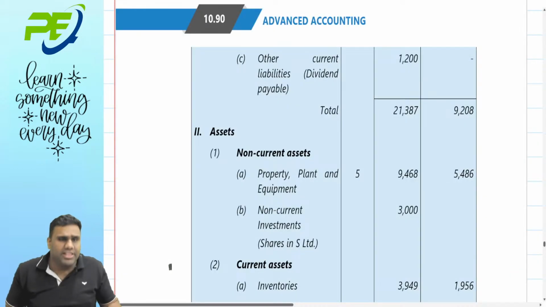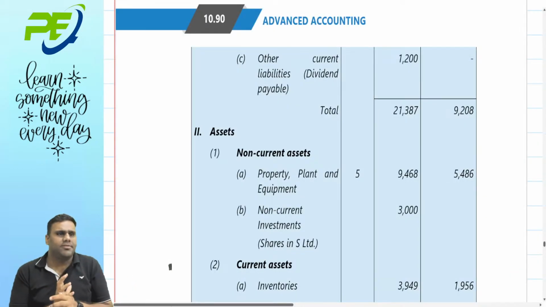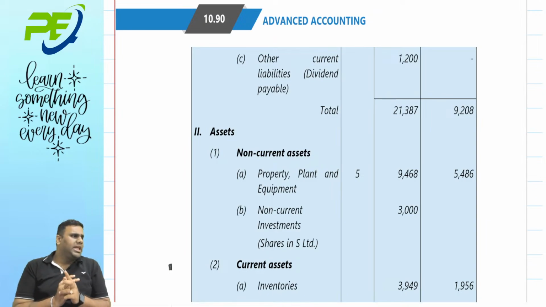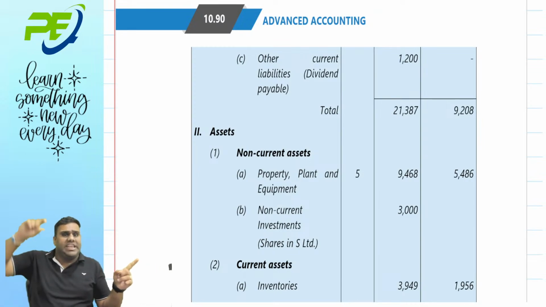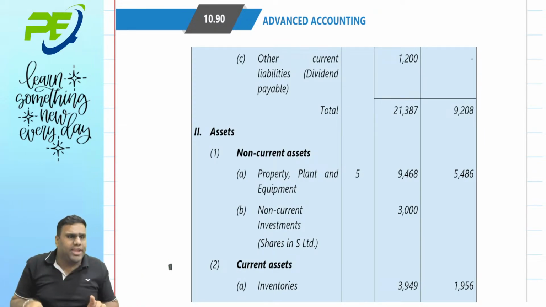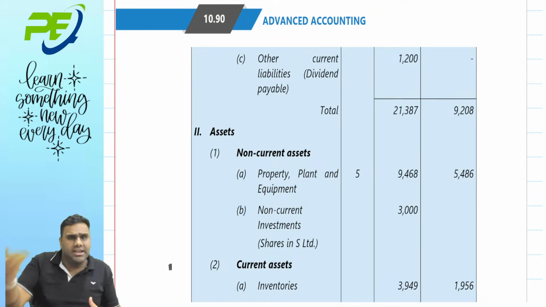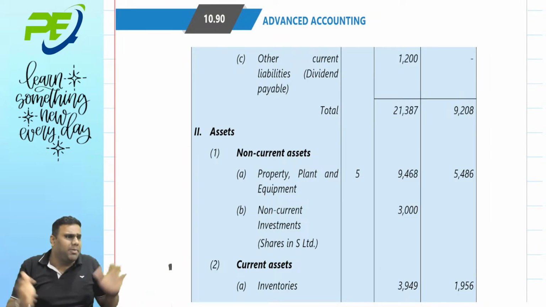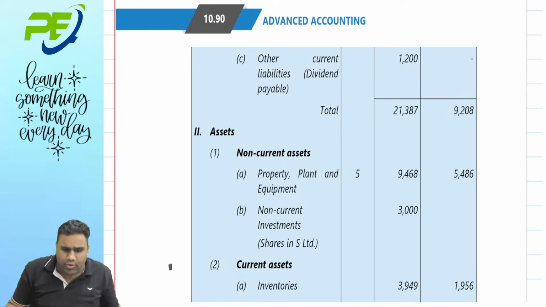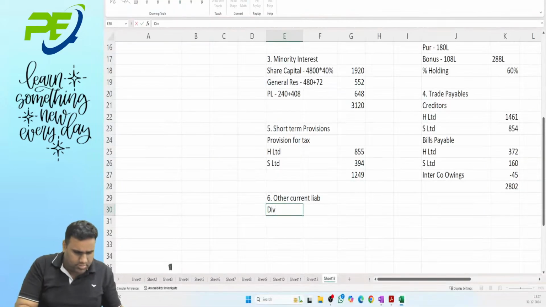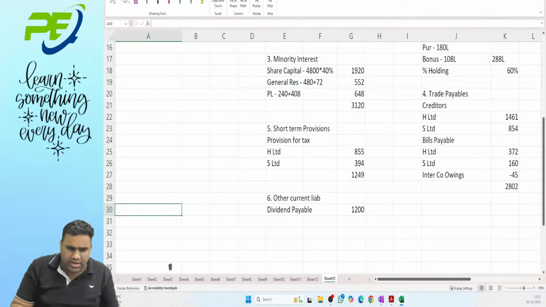Other current liability, 1200. Will it come, everyone? Yes, no, yes, no. Will it not be adjusted? If it is there for S Limited, then you will knock it off, because S Limited payable and H Limited receivable will get knocked off. But this is holding company payable. Dividend payable 1200.